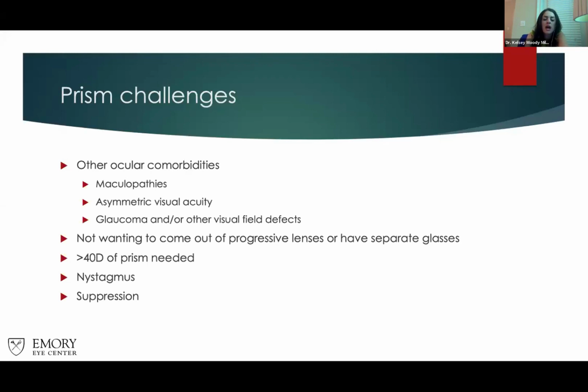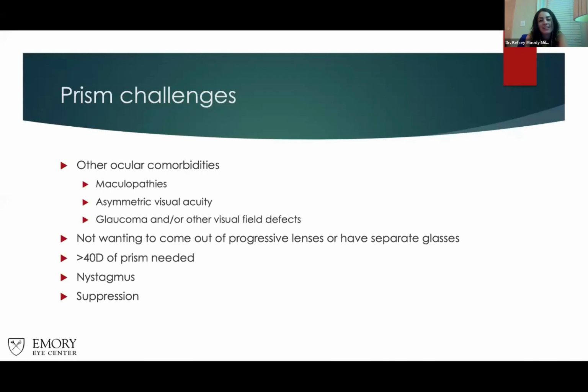In patients who have other visual field defects, whether it be a homonymous or maybe they have severe glaucoma and they have a dense inferior arcuate, sometimes as I'm moving the prism, I can move them into their defect and they end up suppressing. That can be advantageous or it can be a disadvantage. It really depends on what the patient's goal is. So that can definitely become a challenge.